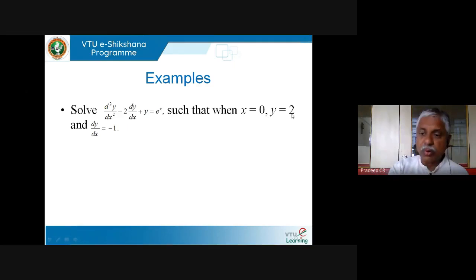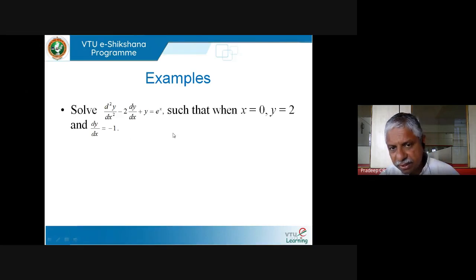At x equal to 0, y must be 2 and dy by dx must be minus 1. That means y of 0 is 2 and y dash of 0 is minus 1. Remember, dy by dx means y dash. So please try to understand this statement. When x equal to 0, y equal to 2 and dy by dx equal to minus 1. This means, actually, ideally it should have been written y of 0 is 2. y when x is 0 must be 2. That's what one means by writing this.